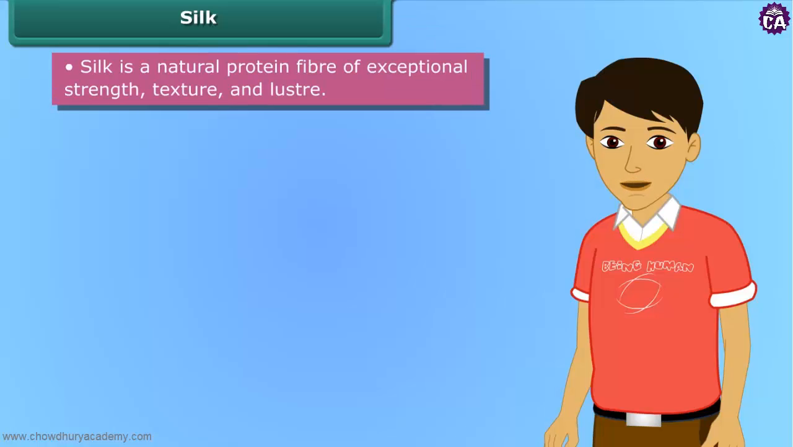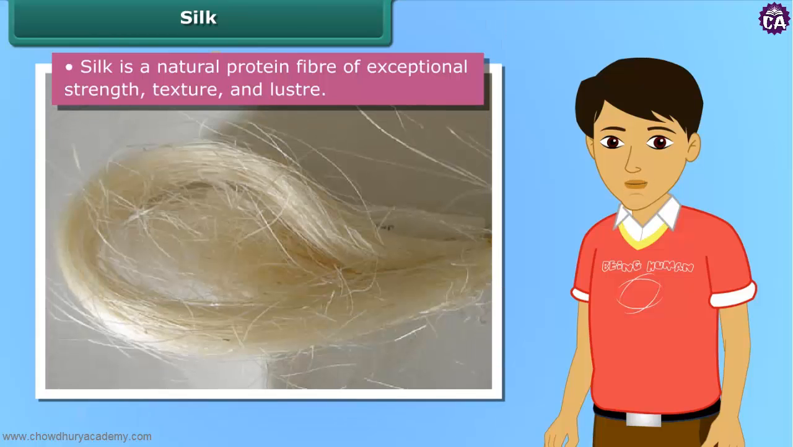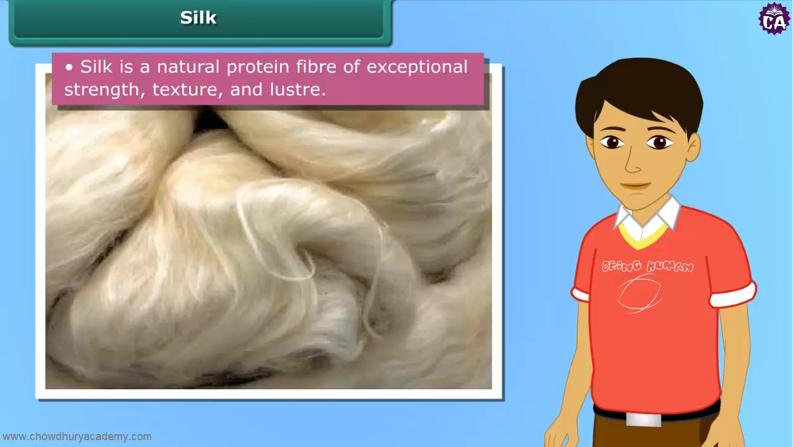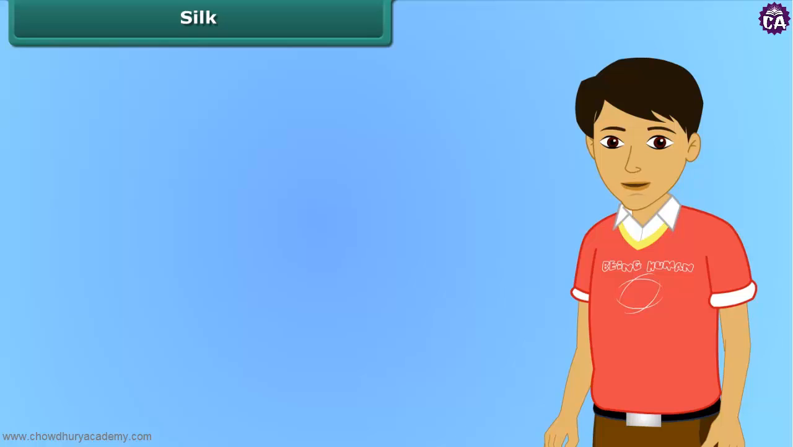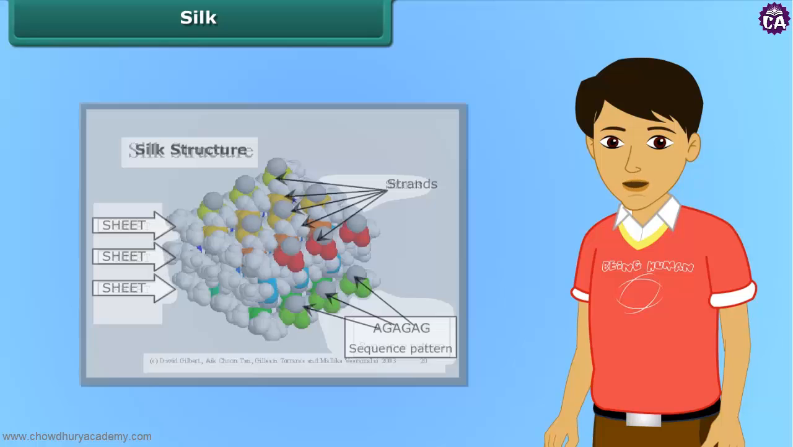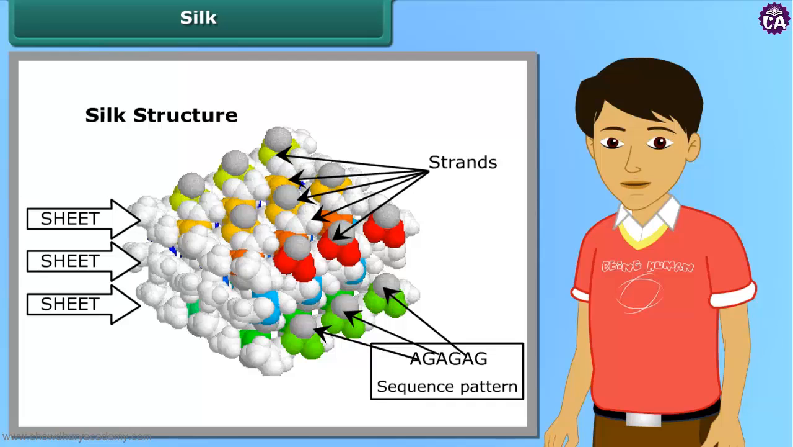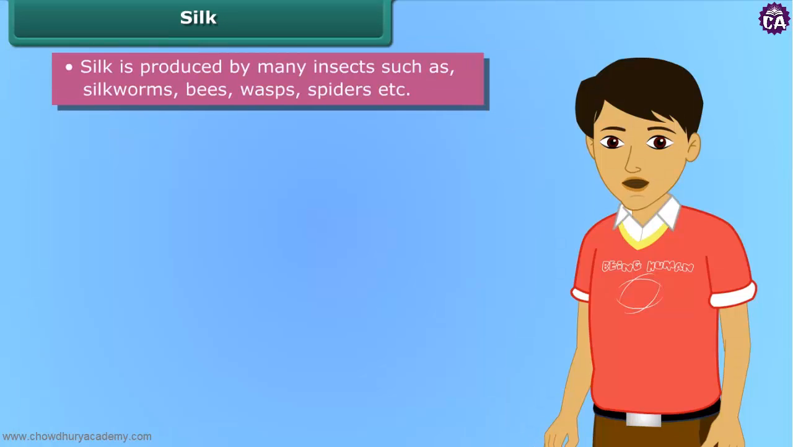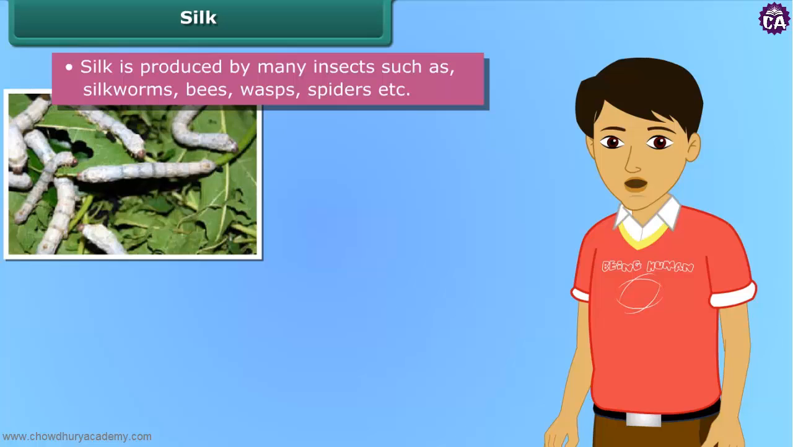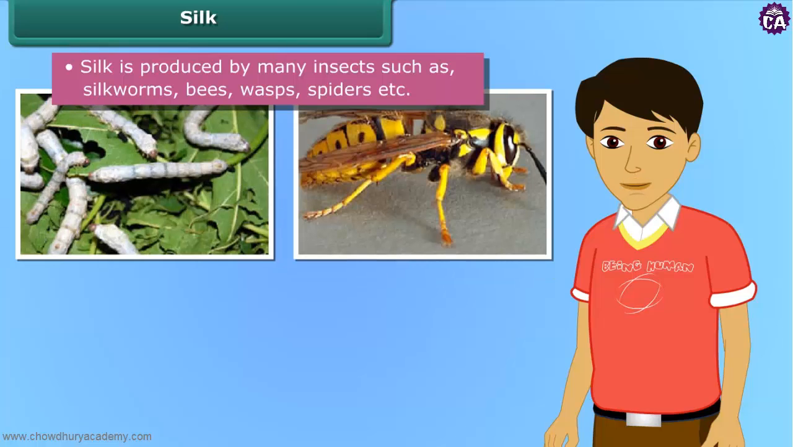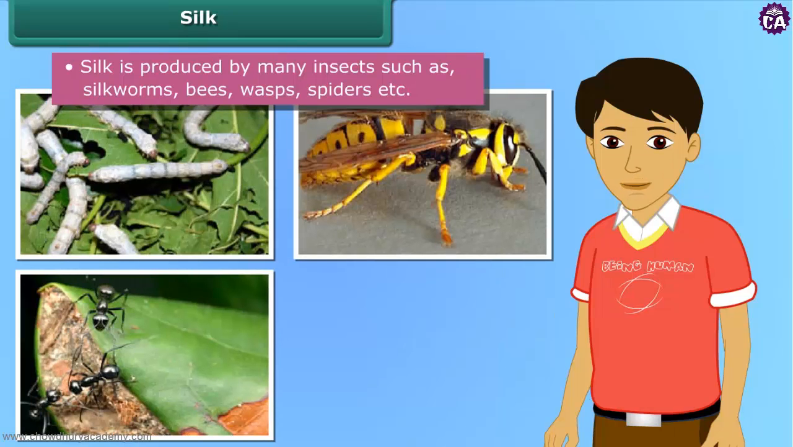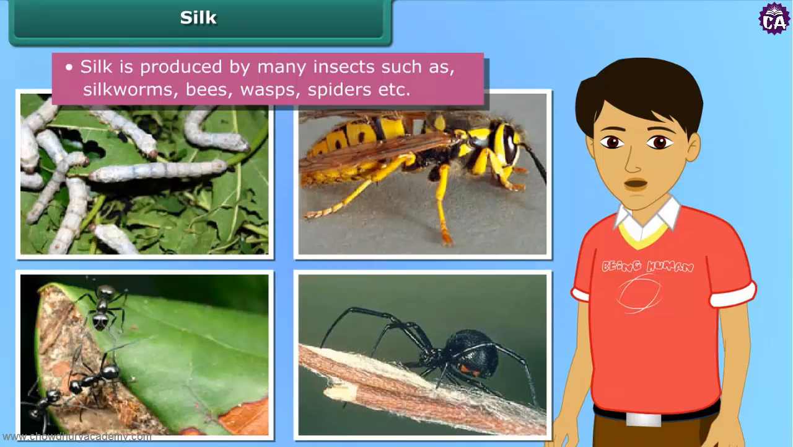Silk is a natural protein fiber of exceptional strength, texture, and luster. The shimmer of silk fiber is the result of its triangular, prism-like structure. Silk is produced by many insects such as silkworms, bees, wasps, and ants that use it for building their nests. Spiders also produce silk, but the silk produced by silkworms only is processed into silk fabric.